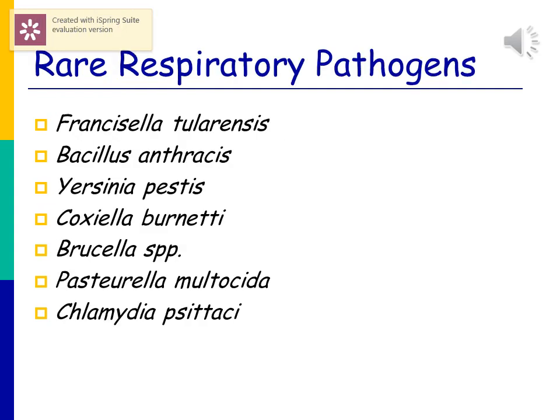Rare respiratory pathogens, now these are respiratory pathogens, but they're not isolated very often, thankfully, because these are very dangerous organisms. We have Francisella tularensis, Bacillus anthracis, Yersinia pestis, Coxiella burnetii, Brucella species. All of these are bioterror agents. Then we have our Pasteurella multocida and our Chlamydia psittaci. If you guys remember, Chlamydia psittaci is associated with psittacine birds such as parrots.